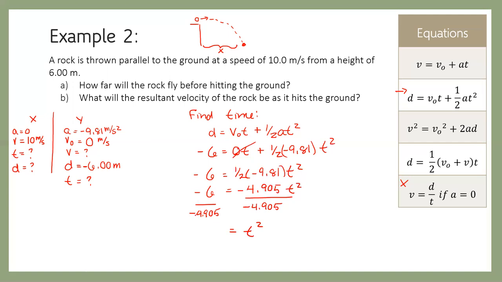So negative 6 divided by negative 4.905 leaves us with t squared equal to 1.22. And then you take the square root. And the time is equal to 1.11 seconds. And we had 3 sig figs, so we'll leave 3 sig figs. Now that we have that, we can go back and fill that in. 1.11 seconds. And it's going to be the same here. 1.11 seconds. So A says, how far will the rock go?